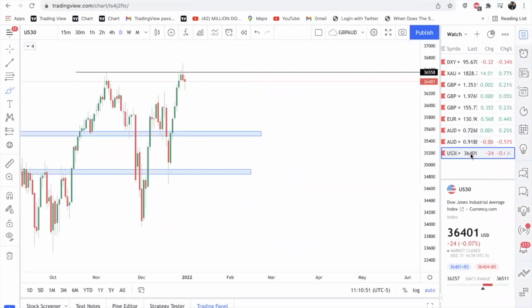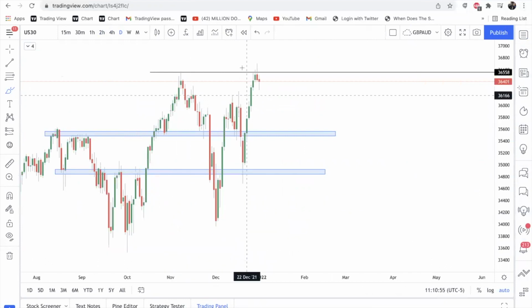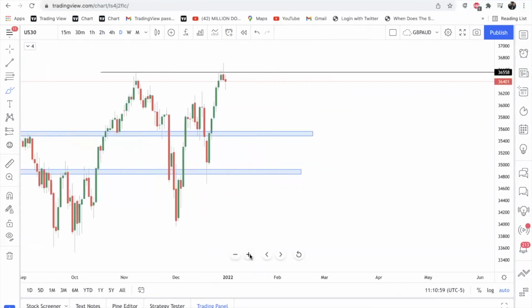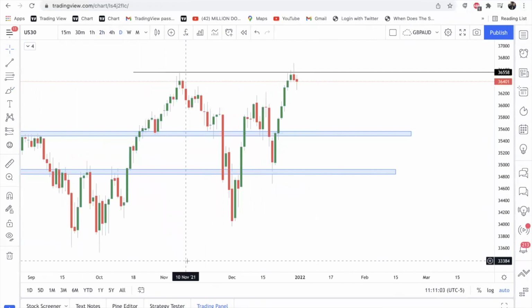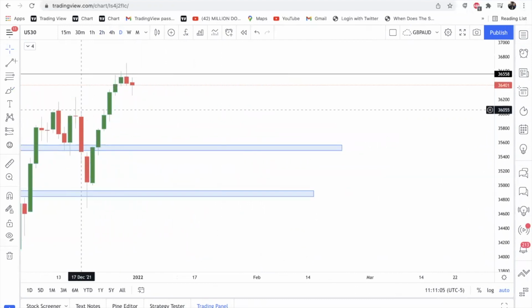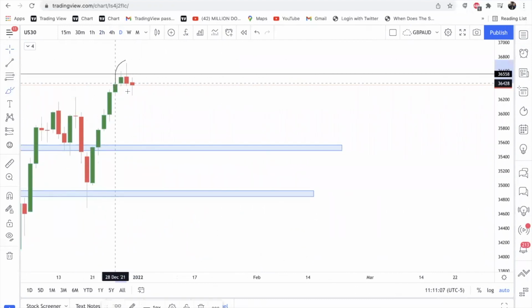And let's end this with US 30 for the NSC lovers. US 30, it's at a top. We got an all-time high here, but you see price is now forming some type of price action rejection at this daily high. We have a shooting star candle right here on the daily. So it's showing signs of rejection.